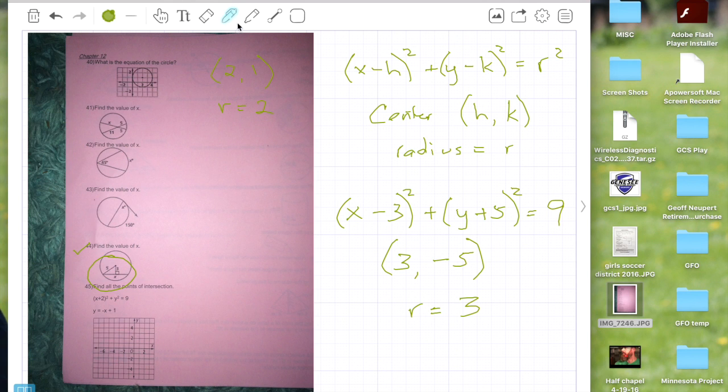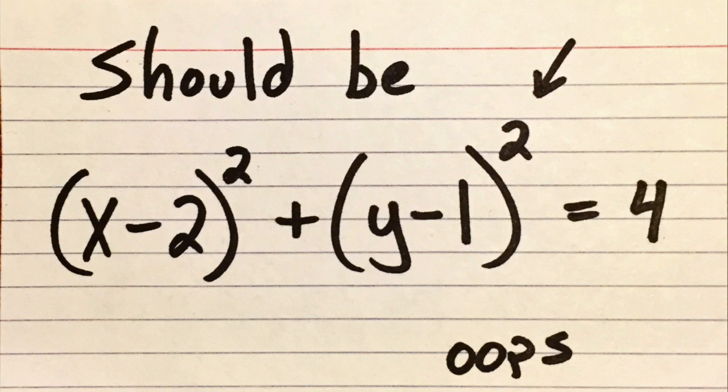So when we go to do this, it would be x minus 2. Again, it's like the opposite sign of whatever you're doing. x minus the x value of the center point, plus y minus 1 squared equals 4, radius squared. And that's that problem. So I will try to erase all of that stuff.